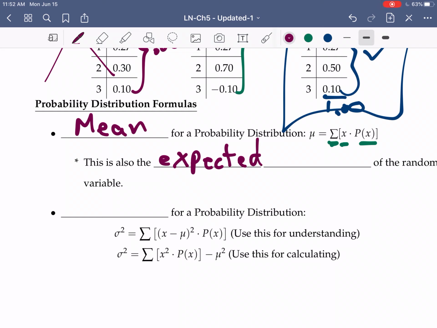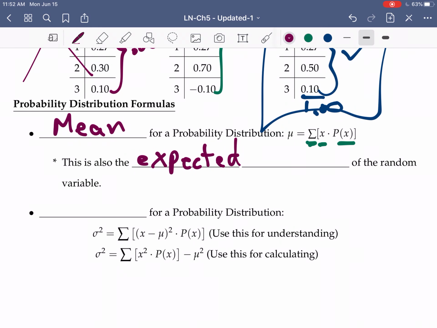So we can say when you roll a die, we expect the mean on average to be something like 3.5. So that's the expected value.